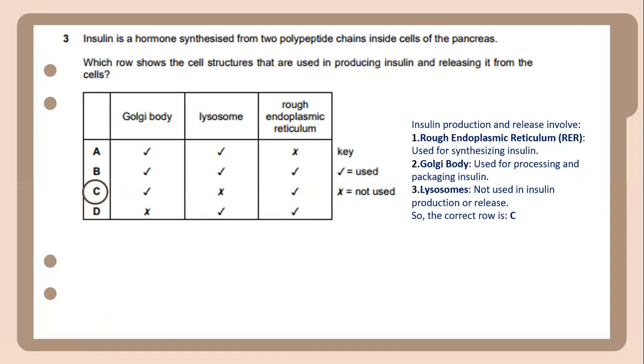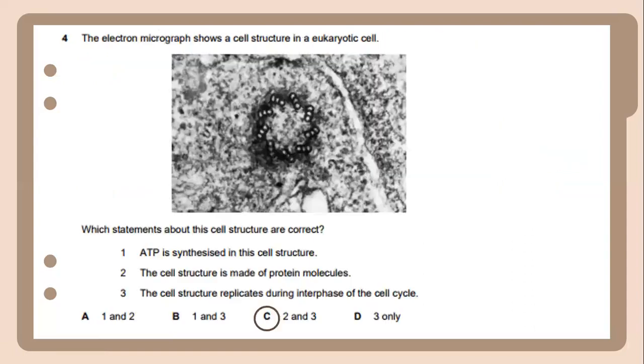So, lysosome, as we already explained, is not used in insulin. So the answer will be C. Number 4, the electron micrograph shows a cell structure in a eukaryote cell. Which statements about this cell structure are correct? The answer will be the cell structure is made of protein molecules and the cell structure replicates during interphase of the cell cycle.